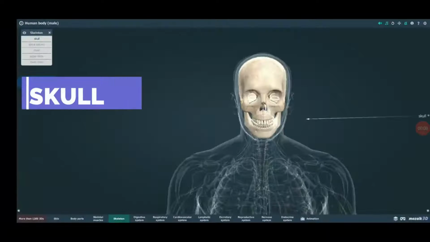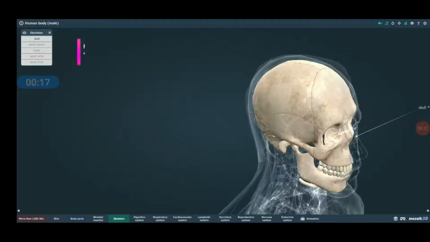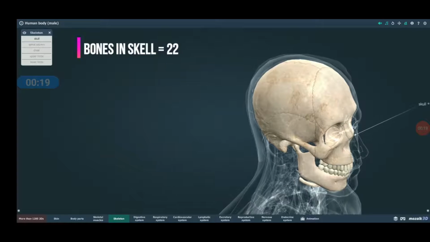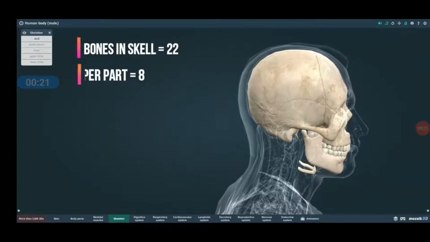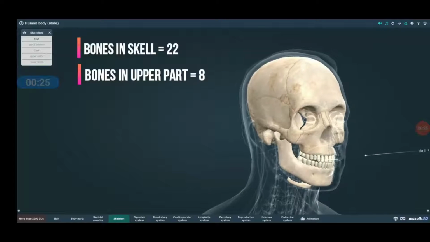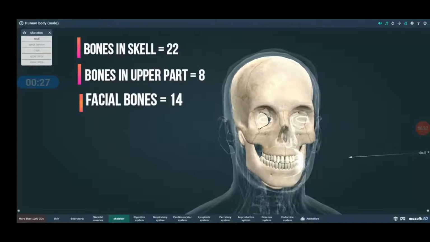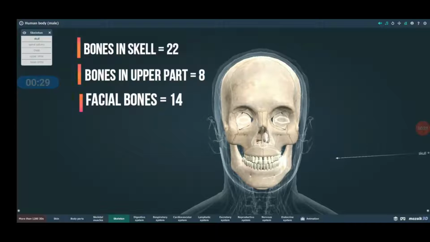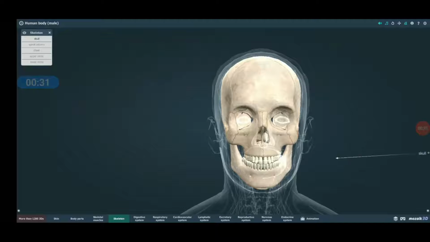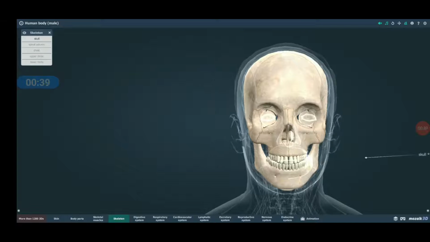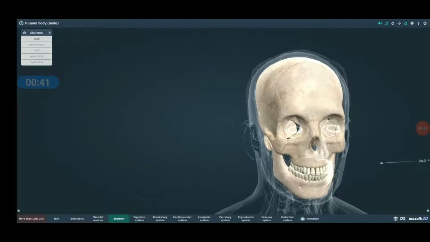The skull gives the shape to our head. It is made up of 22 bones. Its upper part is made up of 8 bones, which protects the brain. The face is made up of 14 bones that form the framework for the eyes, nose, cheekbones, upper and lower jaws. In addition, there are 6 small bones in our ears, 3 in each ear.